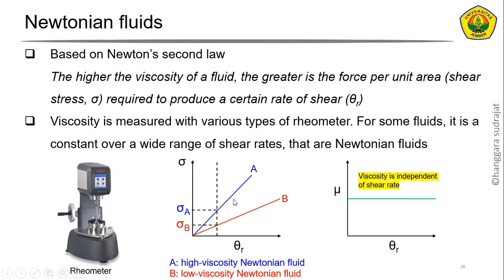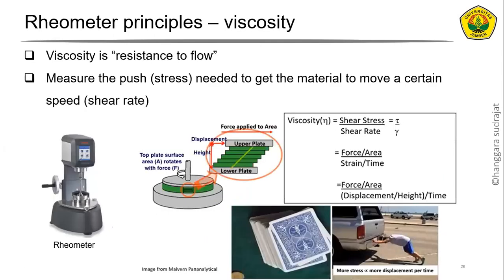As shown here in this picture, fluid A is more viscous than fluid B because its sigma value is higher, right? Viscosity is measured with various types of rheometer. For some fluids which are Newtonian fluids, viscosity is a constant over a wide range of shear rates. Okay, you get it. This is the principle of a rheometer. You can easily notice that this apparatus actually measures the push, the stress needed to get the material to move at a certain speed, the shear rate. So we will get the data of stress with respect to shear rate.